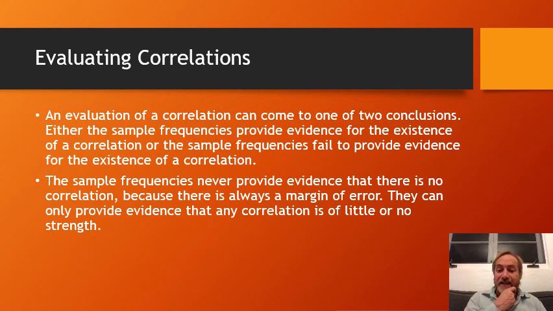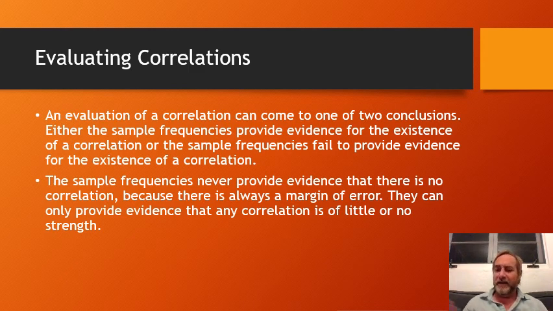Okay, so we have estimated proportions. We've estimated distributions. So now we want to use samples to evaluate correlations. An evaluation of a correlation can come to one of two conclusions. Either the sample frequency does provide evidence for the existence of a correlation, or the sample frequencies, there might be more than one if you're dealing with more than one variable, might fail to provide evidence for the existence of a correlation.